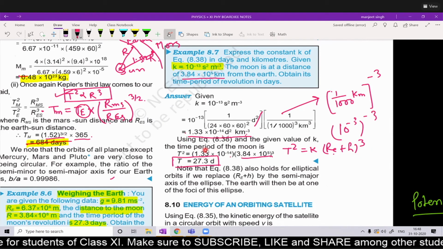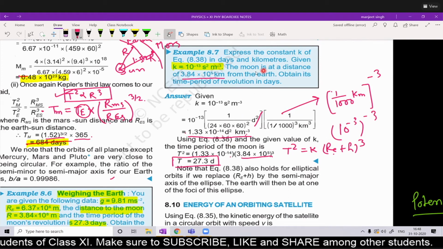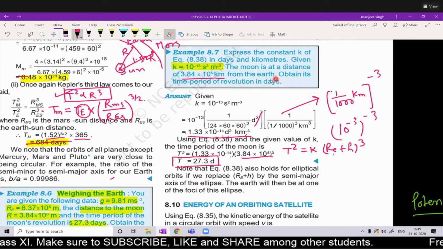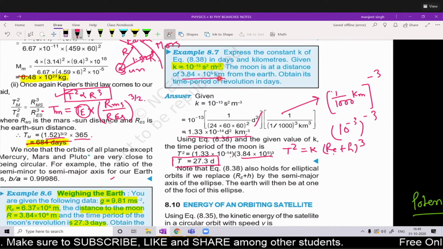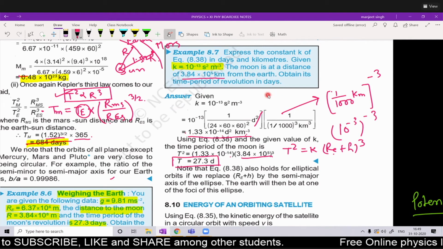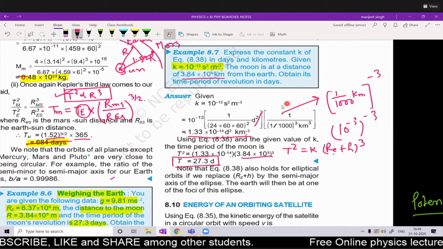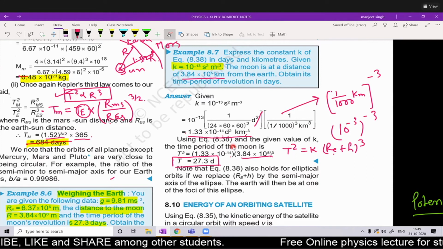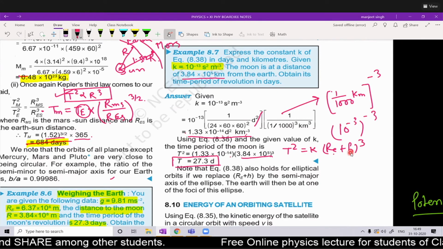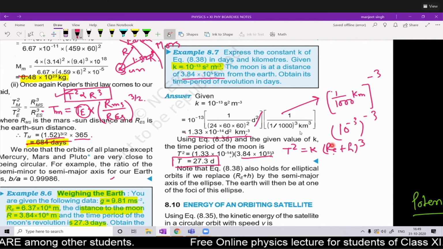Now, using equation 8.38, what it says? The moon is at a distance of 3.84 into 10 to the power 5 kilometer from the earth, means radius of the moon's orbit is given. Obtain the time period of revolution in days. So T square is equal to KR cube. This is equation 8.38 actually. R is RE plus H. This is basically given in the question.